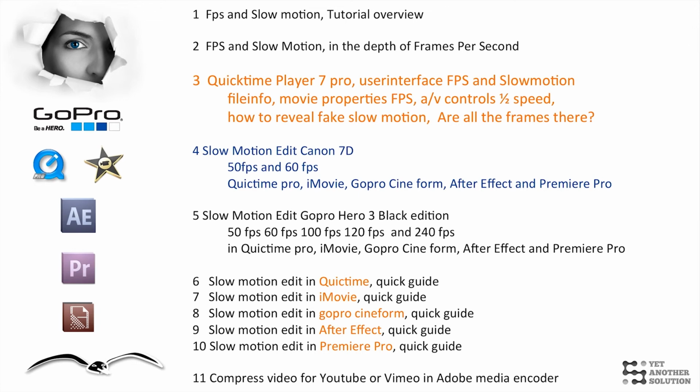And then later on, in tutorial number 4, we are going to do slow motion with the Canon 7D, and then in tutorial number 5, slow motion all the way up to 240 frames per second, and do it in QuickTime Player Pro, iMovie, GoPro, Cineform, After Effects and Premiere Pro. So I hope we'll be back.